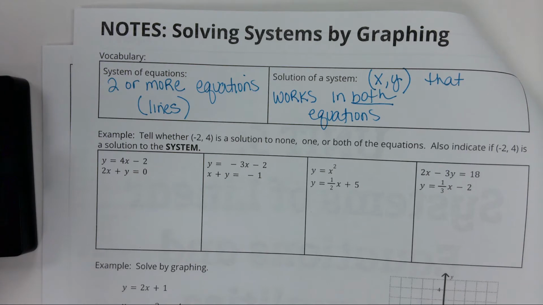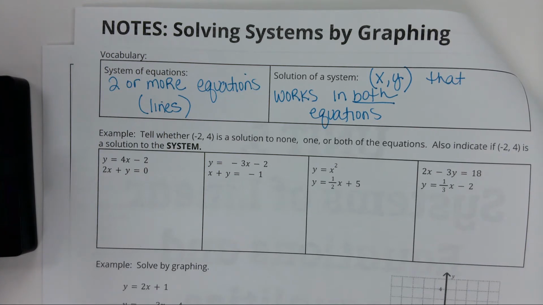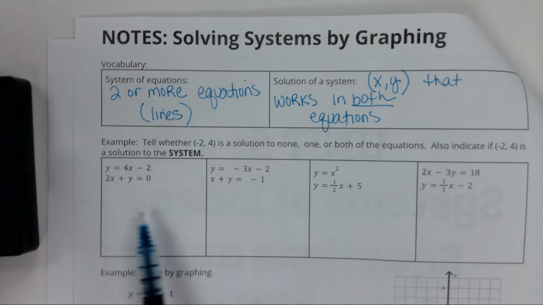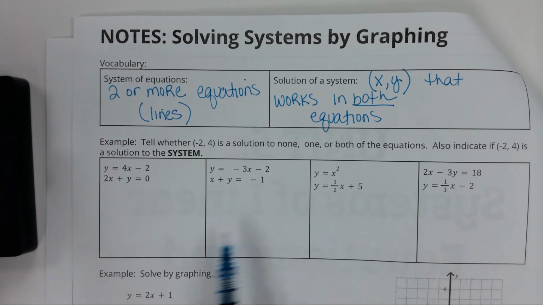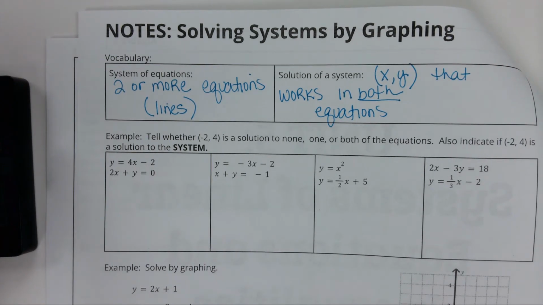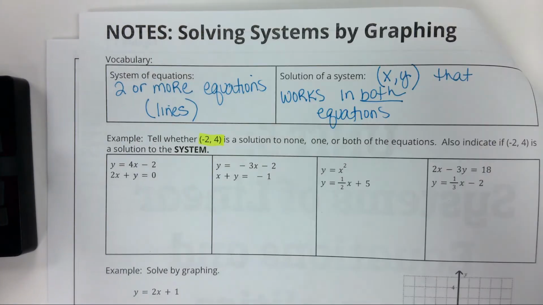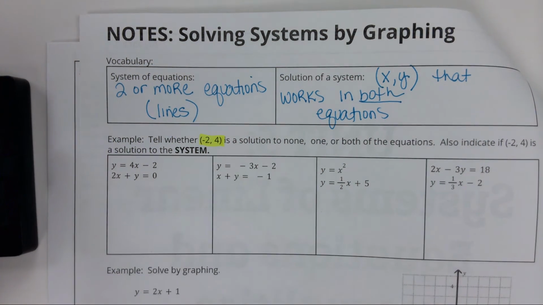Okay, so let's do a couple of these together. You might want a calculator out to do this. And I want to see a little bit of work, meaning what did you plug in? Let's check. All of these are systems. What we're going to check is the ordered pair I'm giving you, negative 2, 4. Is it a solution to none, one, or both of the equations?